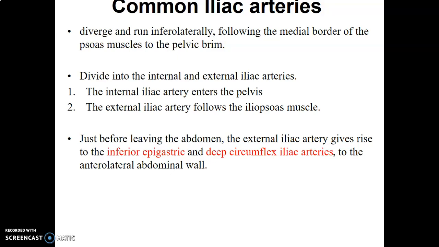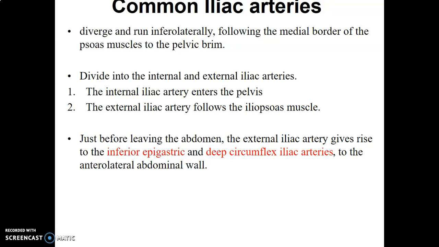What happens to these common iliac arteries? They will now divide into an internal iliac and external iliac arteries. Internal iliac will now enter the pelvis to supply the pelvic viscera, while external iliac usually follows iliopsoas muscle.